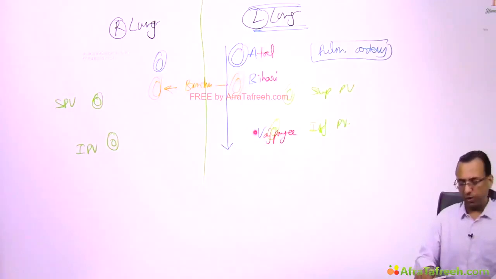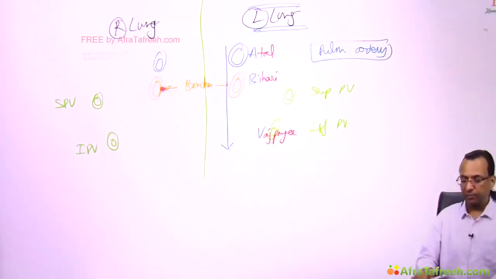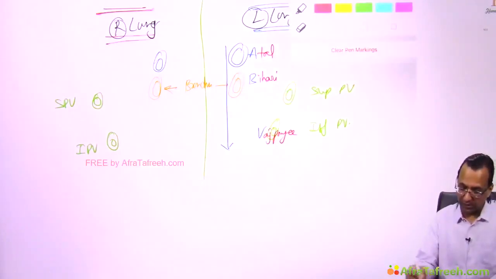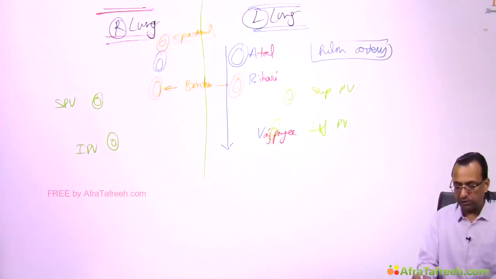Is it the same story on the right lung also? Yes, but there is one difference. The right bronchus is short in length, so it has already divided. It has already given a branch, a bronchus division above the artery. It is called the eparterial bronchus. So this is the eparterial bronchus.